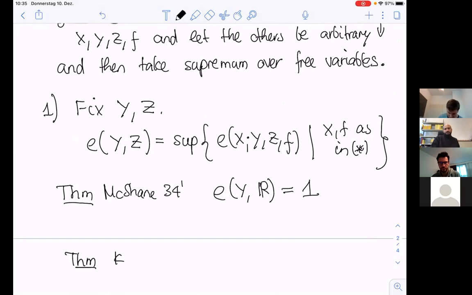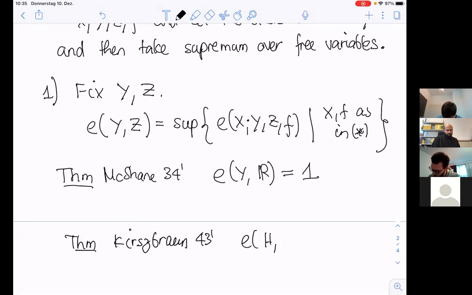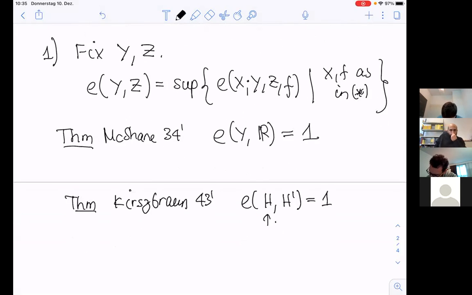So okay, let me continue with the next one. This is Kirszbraun, and this tells you that E from H to H' is 1, where these two spaces are Hilbert spaces. There the proof is already a little bit more involved. But one important thing to say is that the constant is still 1. Once you have shown that you can extend to one additional point with constant 1, then you're almost done. Then you can just iterate the procedure. So these are two results which give you constant 1.